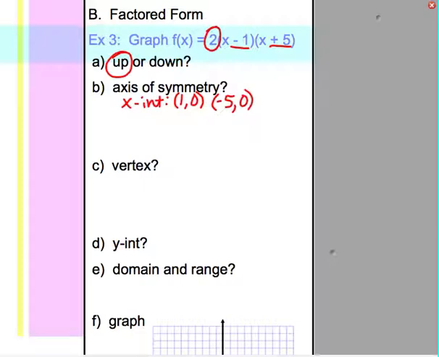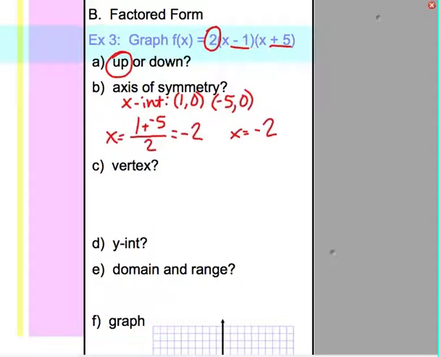Remember, an x-intercept is where the graph crosses the x-axis, and it's the value of the function when y is 0. So to find the axis of symmetry with our intercepts, we average them. So I'm going to take 1 plus -5 divided by 2. -4 divided by 2 is -2. So the equation for the axis of symmetry is x equals -2.